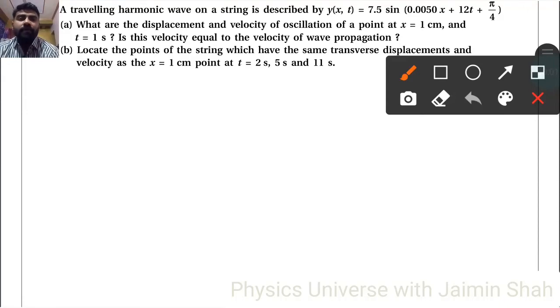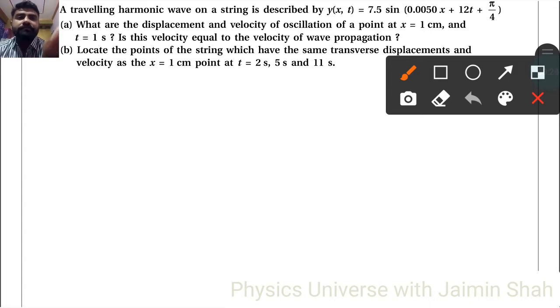A traveling harmonic wave on a string is described by y(x,t) = 7.5 sin(0.0050x + 12t + π/4). What are the displacement and velocity of oscillation of a point at x = 1 centimeter and t = 1 second? Is this velocity equal to the velocity of wave propagation?